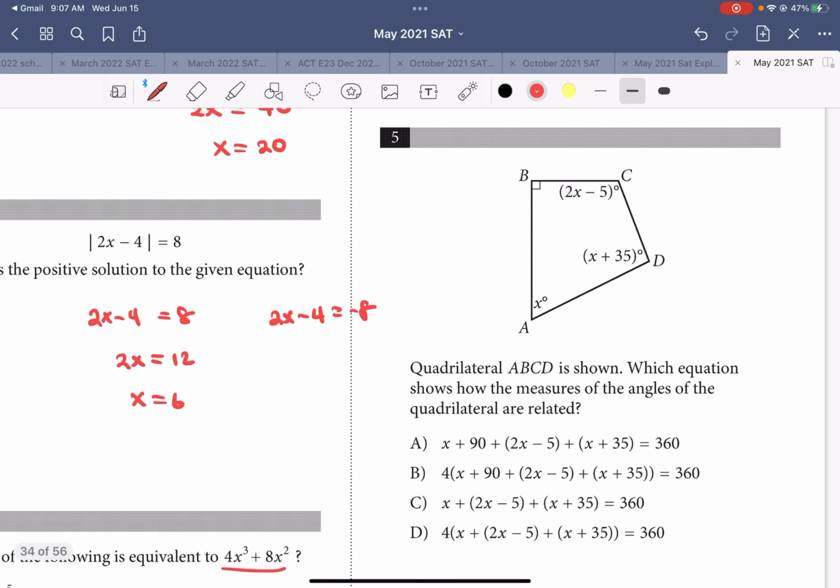Number 5, quadrilateral ABCD is shown, and which equation shows how the measures of the angles of the quadrilateral are related. So all the angles, when you add up, right angle 90 degrees here, and this angle, add up to 360. So if you look at the answer choices, A will give you that expression. Okay, they add up to 360.